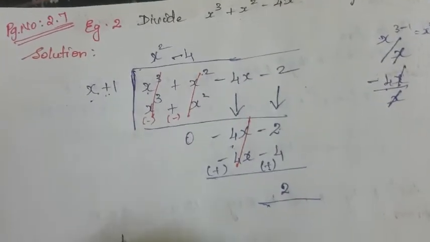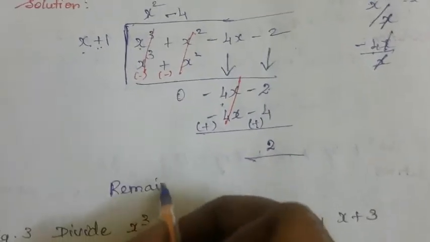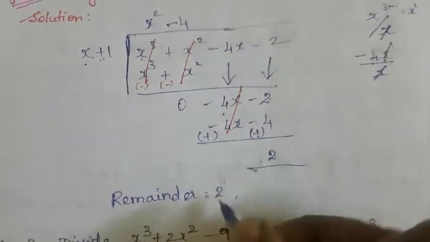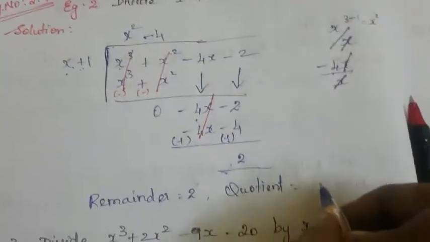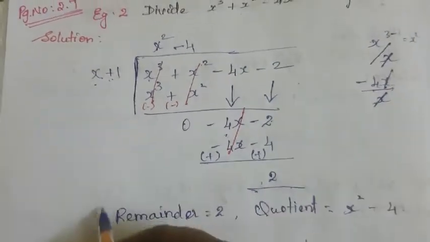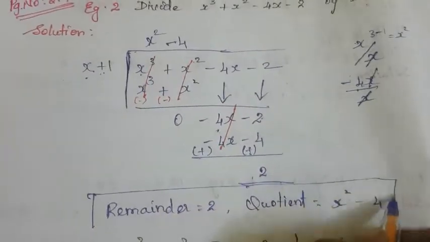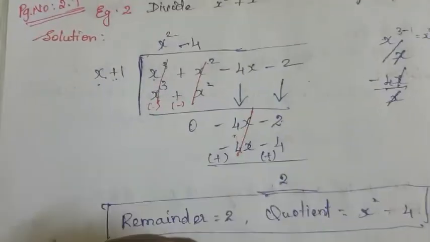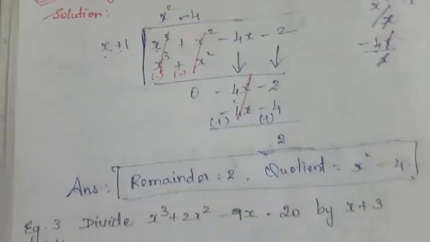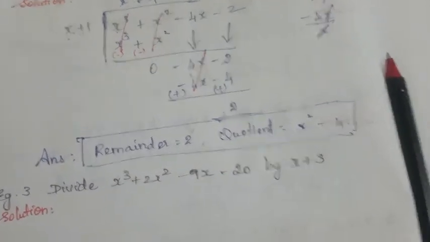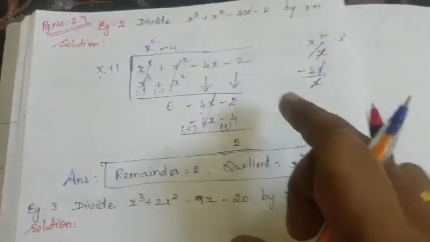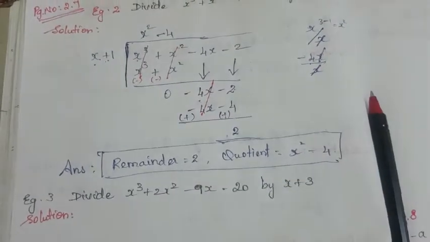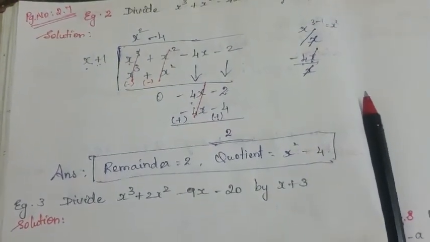After this, we have to write the remainder. Remainder is equal to 2 and the quotient is equal to x squared minus 4. So this will be the answer. This is the way you have to solve if the question simply says divide. If they have given simply divide in the question, using the long division method you can find the remainder as well as the quotient.